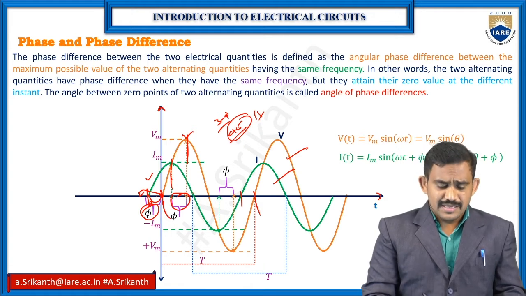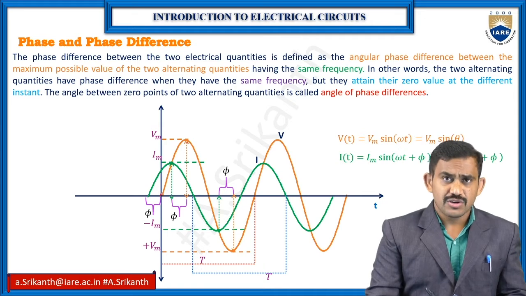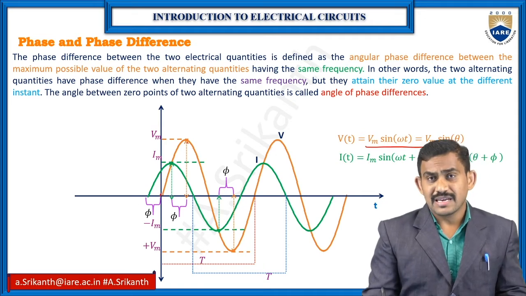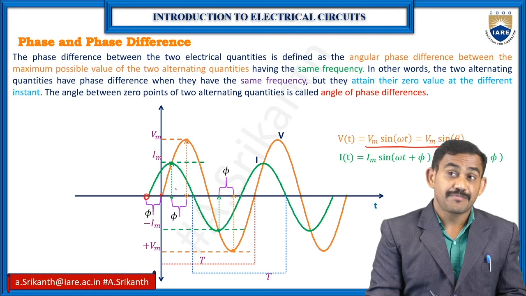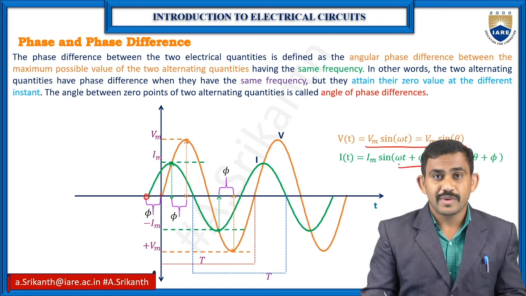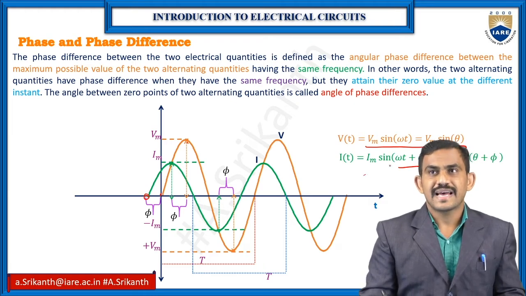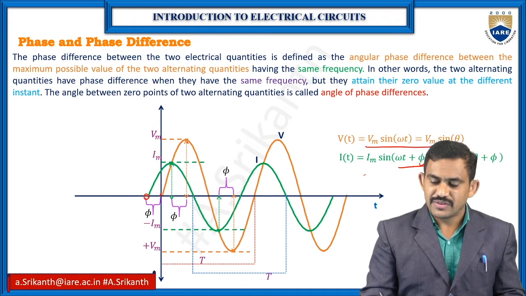Okay, and I want to write the equation for each waveform. For the sine wave that starts at 0, we know it is Vm sin theta. But your current wave started before itself, and before means plus theta. So omega t plus some phase difference. So how much phase difference we need to mention here? Vm sin omega t plus that phase difference value.